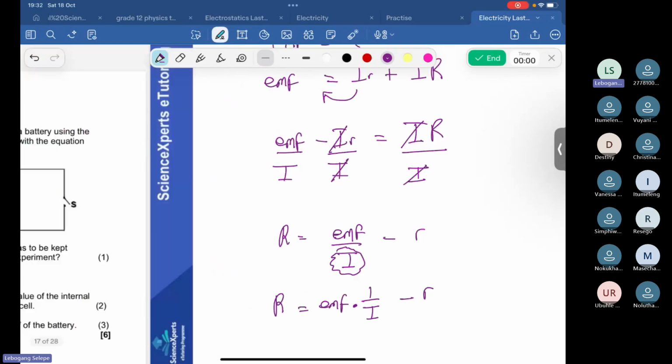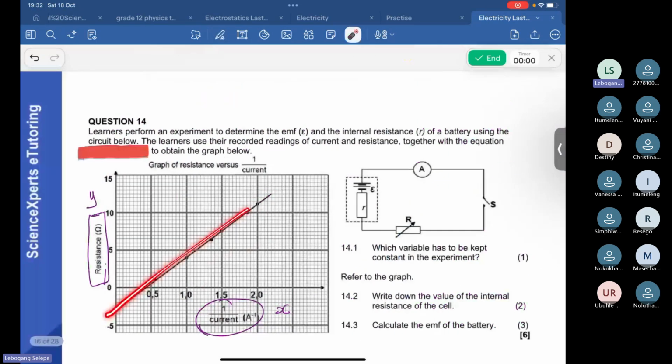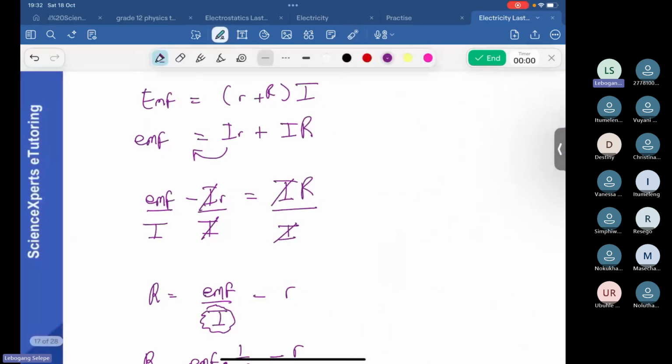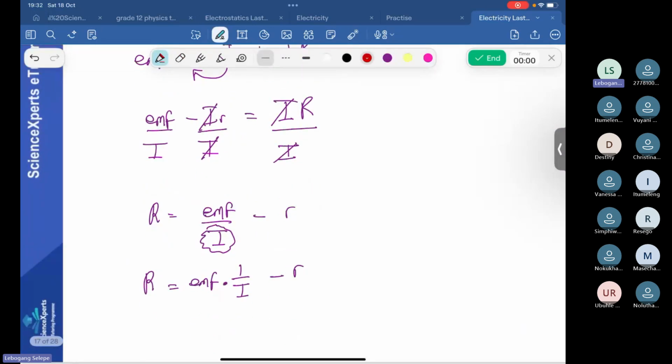Relate this to a straight line graph, because you can see that this is a straight line graph. So this would be my y. This would be my constant, it's EMF, I can call it a or I can call it the gradient m. Then this is my x. This is my y-intercept. Negative r is my y-intercept.